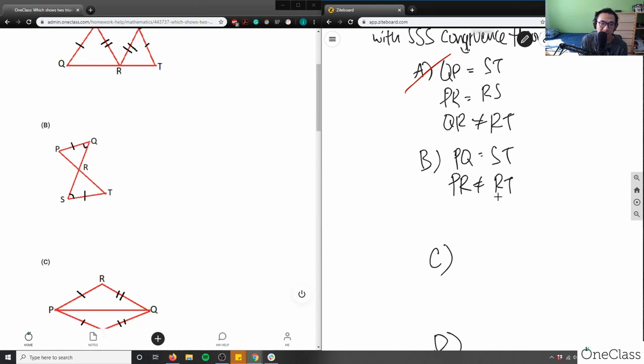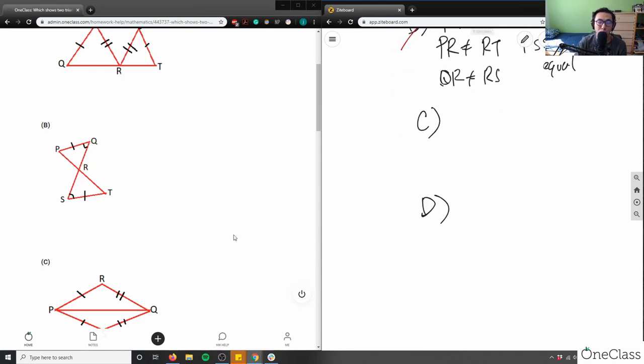And the same with SR here, or QR in this case, and RS, right? In this case, they're also not equal to each other based on that same reasoning. So option B is also incorrect because I only have one side that's equal. In the previous case, I had two sides equal, and in this case one side. I need three sides, right? SSS is three sides for me to prove congruency.